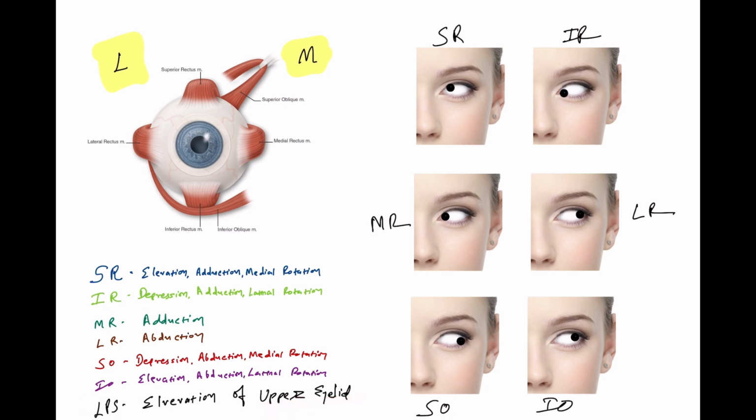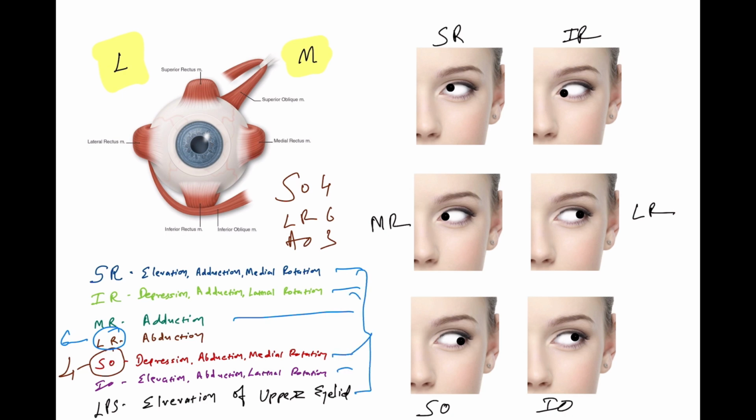Now let's talk about the nerve supply of these eye muscles. For the nerve supply of the extrinsic muscles of the eye, you can remember this mnemonic: SO4 LR6 AO3. SO4 stands for superior oblique, which is supplied by cranial nerve 4, that is our trochlear nerve. The LR6 stands for lateral rectus, being supplied by the abducens nerve, and all the other muscles except for SO and LR are supplied by cranial nerve 3, that is oculomotor nerve.